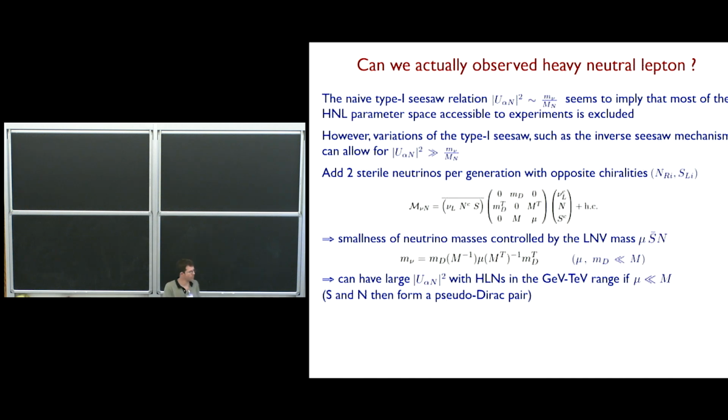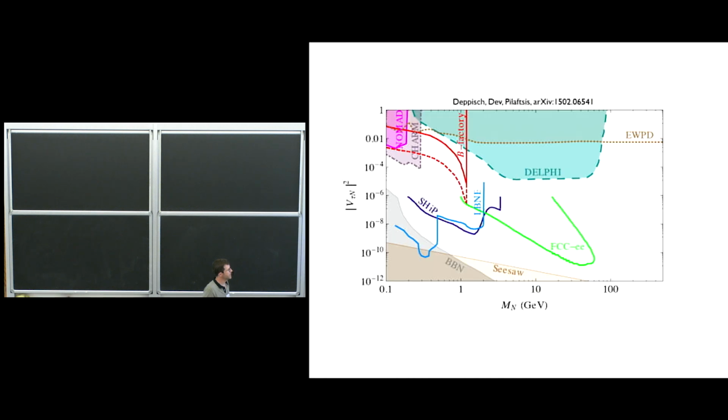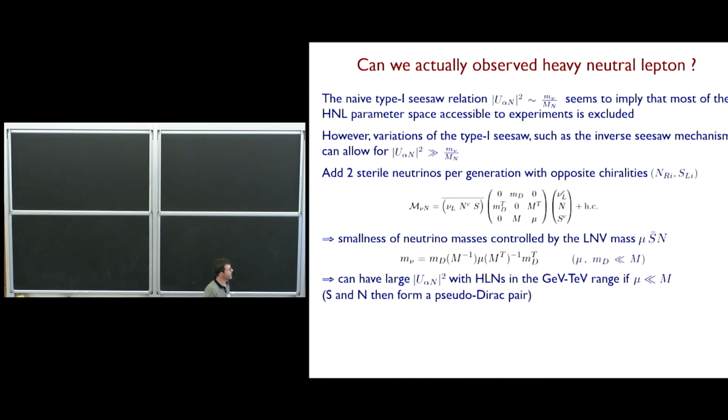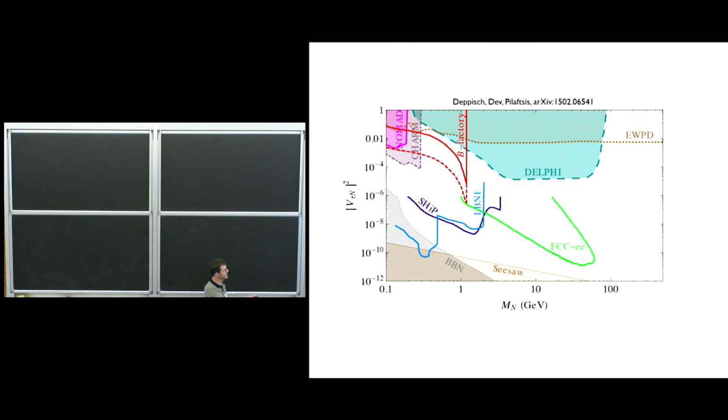And just a small comment, in that limit, S and N actually form what is called a pseudo-Dirac pair. Just a comment for people who know what this means. Okay, so that's a way out to avoid being killed by this neutrino mass constraint here.